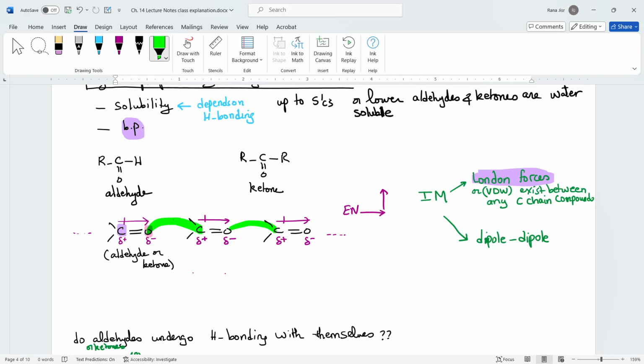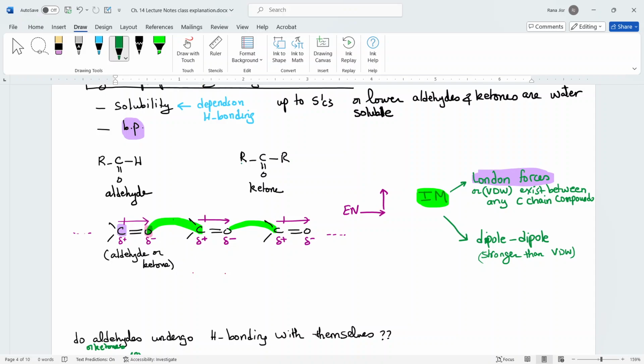Okay, and that dipole-dipole interaction is stronger than the van der Waals forces in there. And if it exists, then the boiling point of the solution is going to be higher. So if I'm comparing a structure that only has London forces and another one that has dipole-dipole, then in this case, the one that has a dipole-dipole has a higher boiling point. Intermolecular forces do affect the boiling point of the structure.